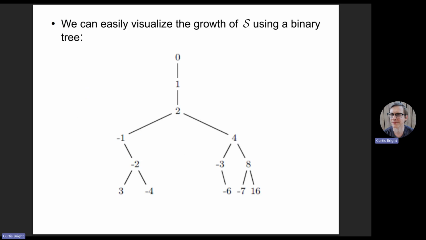It makes sense to think about this in terms of a tree because we have 2 operations. So if you look at, we have 0, 1. Once we get to 2, you can see that it branches off. We're going to let the left children be the 1 minus operation and the right children be the doubling operation.